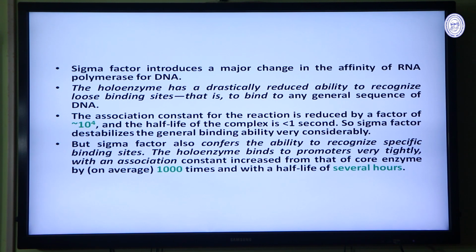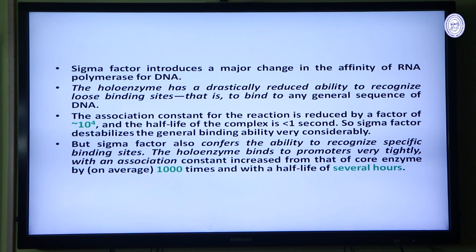So, the holoenzyme has a drastically reduced ability to bind at the loose binding sites, that means at any general binding sites, and the association constant is reduced at those sites by a factor of 10 to the power 4, and the half life is very much reduced. It will come down to nearly less than 1 second. So, what does the sigma factor do? It basically destabilizes the RNA polymerase complexes at any random sites, but simultaneously the sigma factor does another function.